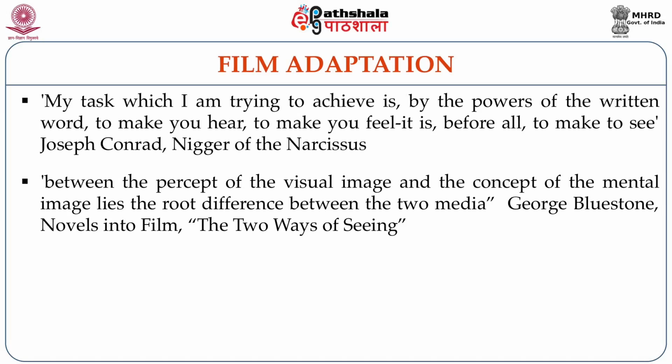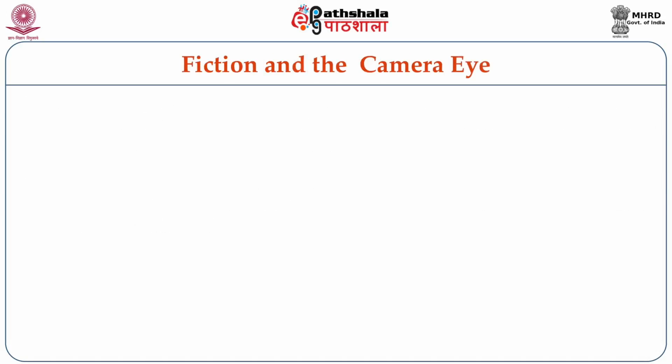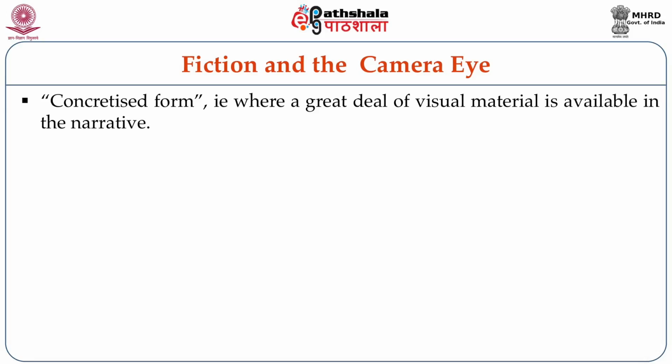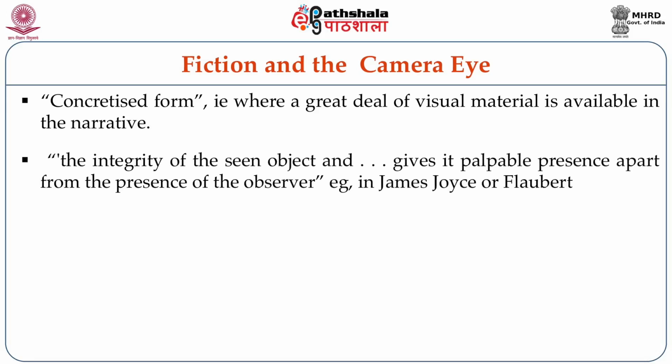This emphasis on seeing is something which will guide us in our understanding of the difference between the literary narrative and the film narrative. In Fiction and the Camera Eye, Alan Spiegel talks about the concretized form of narrative in which a great deal of visual material is available in the written text. Spiegel says that the integrity of the scene object is made palpable, and its palpable presence is one which is apart from the presence of the observer.